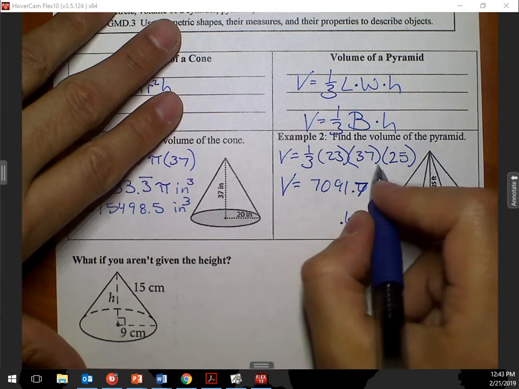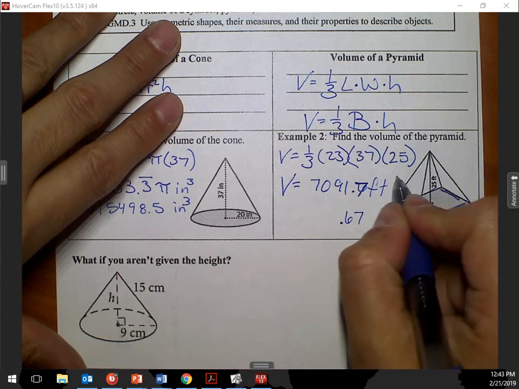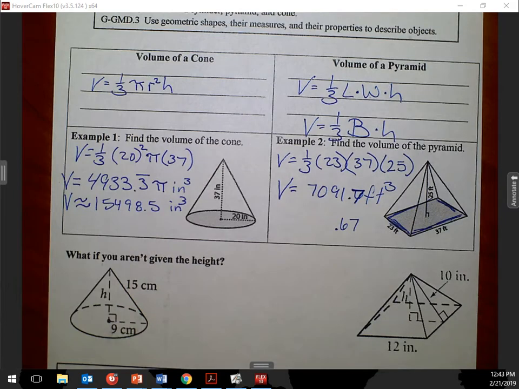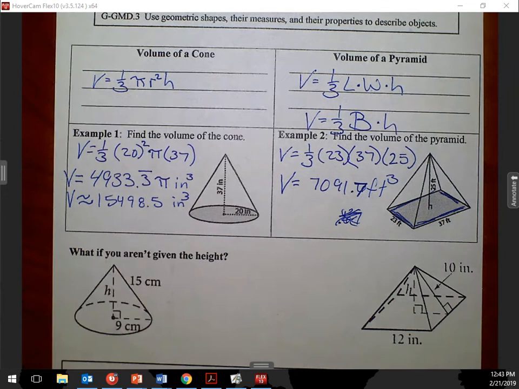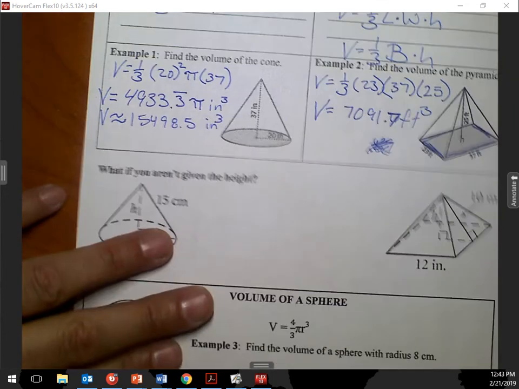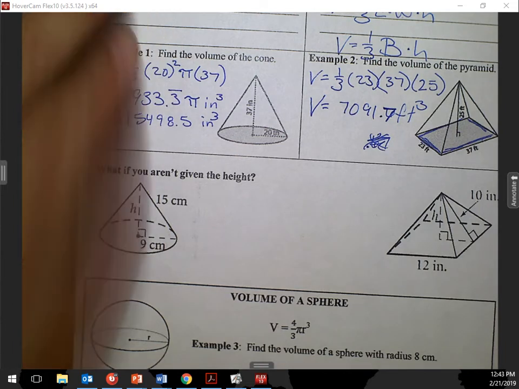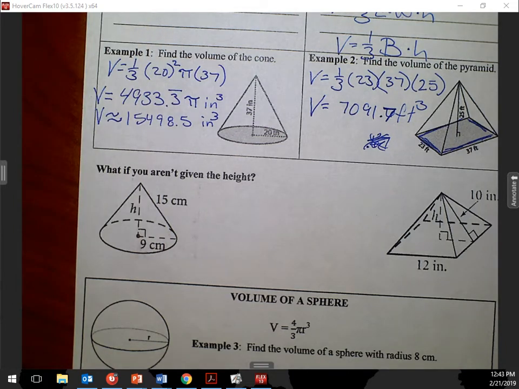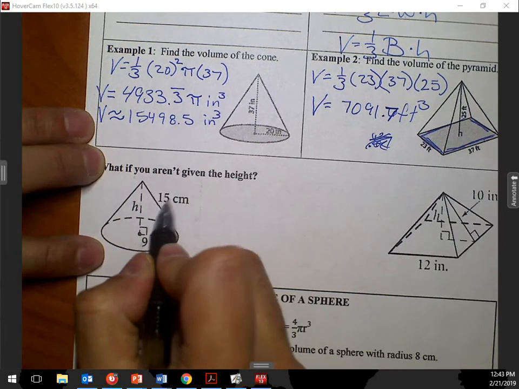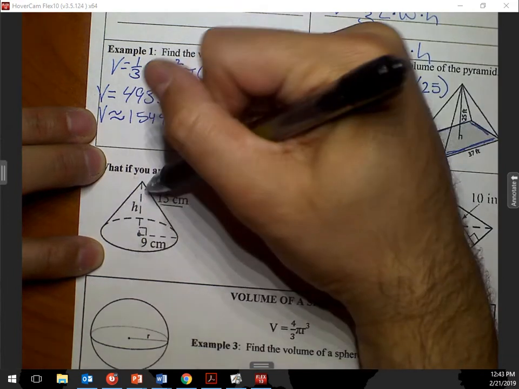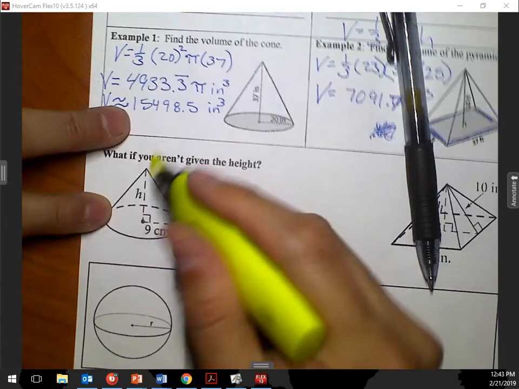What are my units? Feet what? Feet cubed. There we go. All right, let's try this one. What if you are not given the height? Now, I'm going to show you guys how to do this. If you're not given the height, you're given the slant height instead. So in this case right here, this is the slant height. It is this piece right here.